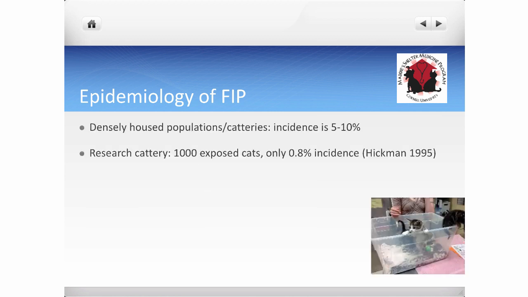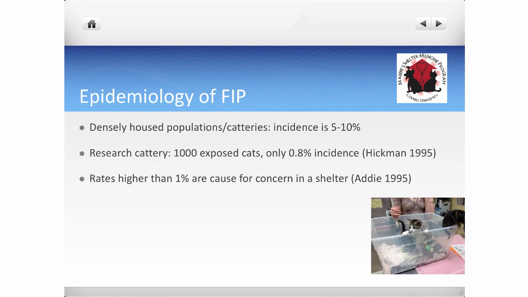In densely housed populations and catteries, the incidence of FIP is usually 5 to 10%. That's really high, and that comes out of some older literature looking at kind of overcrowded cattery situations. In a research cattery that was much more controlled, and essentially research catteries have more restrictions on them in terms of the quality of housing that they provide than perchance a private cattery with an individual acting alone, as we know. And so in a research cattery, it was actually very low. So when they exposed cats and asked how much FIP we are going to get out of these coronavirus exposed cats, it was less than 1% under research conditions.